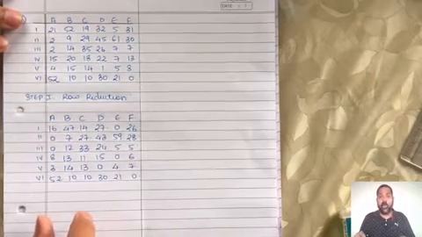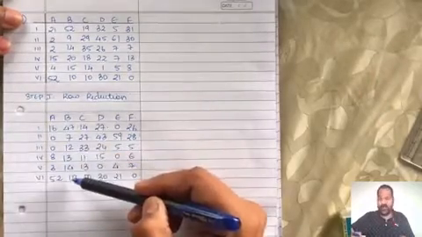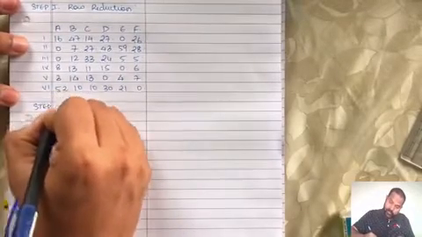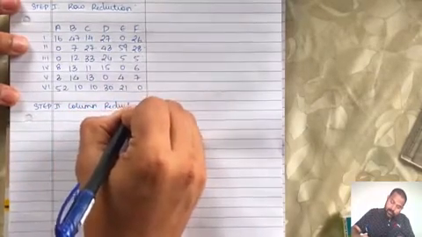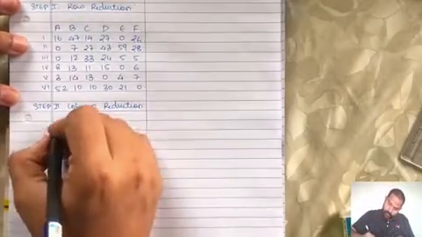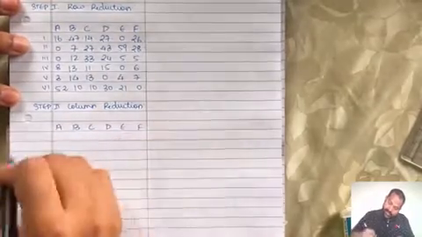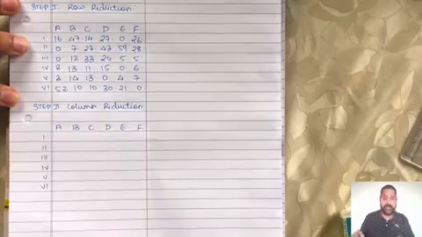Let's check if all the columns have zeros. Column number 1 has zeros. Column number 2 does not have a zero. Fine then. If at least one column doesn't have a zero, I have to do a column reduction. I don't really have a choice. So I'm going to say step 2 column reduction. So A, B, C, D, E, F, 1, 2, 3, 4, 5, 6.